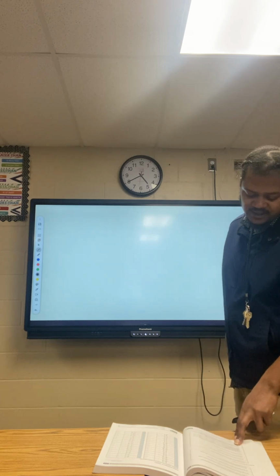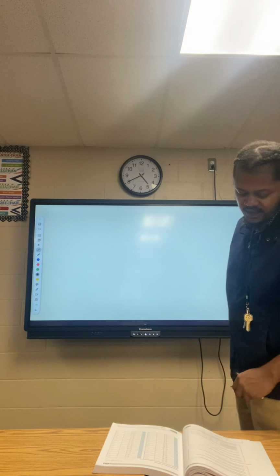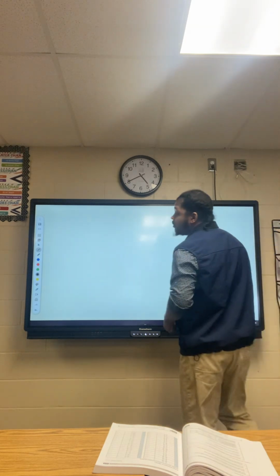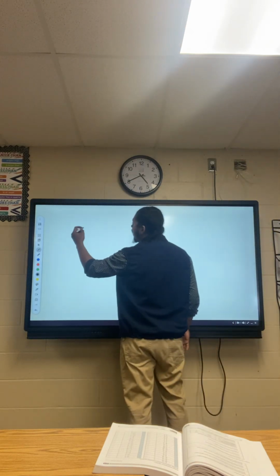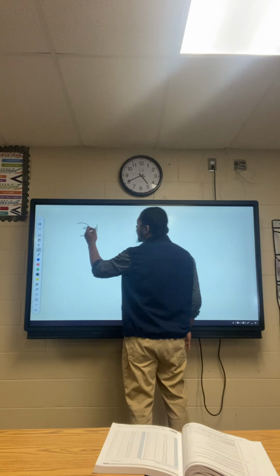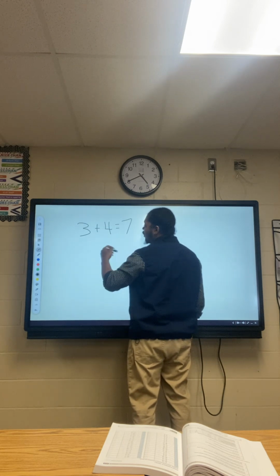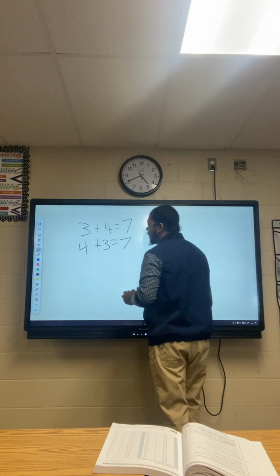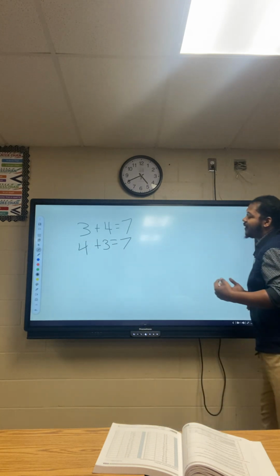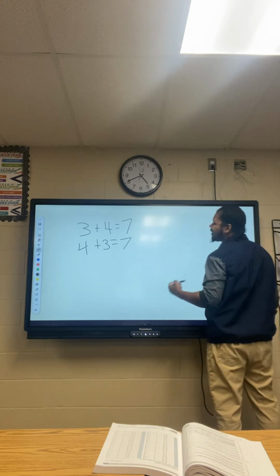And number 6 is, why is there no commutative property for subtraction or division? And it says show examples, okay? So some of you might know this just from doing the work, but the commutative property of addition works like this. 3 plus 4 equals 7, okay? So if it's commutative property, then that means that 4 plus 3 is also 7, okay? There's no commutative property of subtraction because you cannot flip these either way and get the same answer.